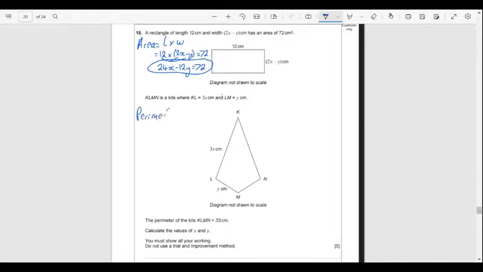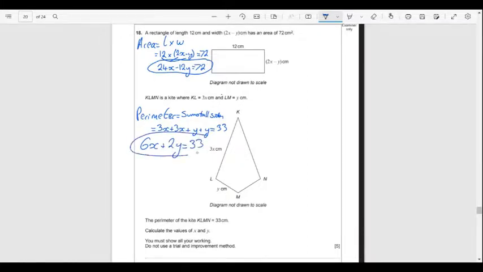Perimeter is equal to sum of all sides. Okay, sum of all sides. So I've got 3x plus 3x plus y plus y. And this is equal to 33 centimeters. Okay. If I just collect these terms, I end up with 6x plus 2y is equal to 33.